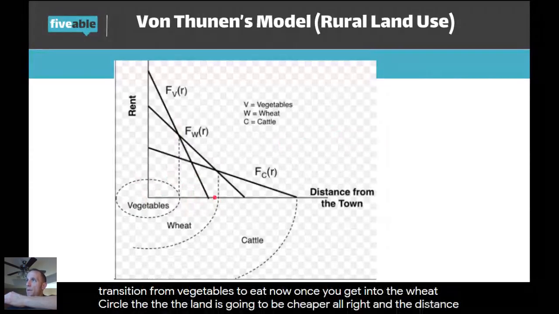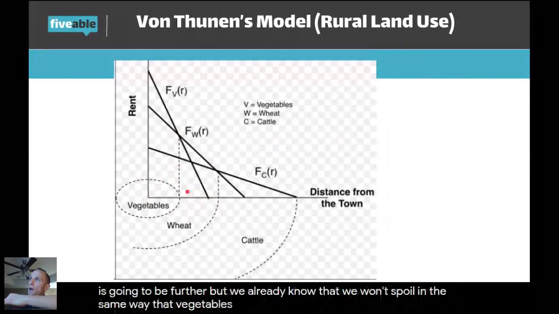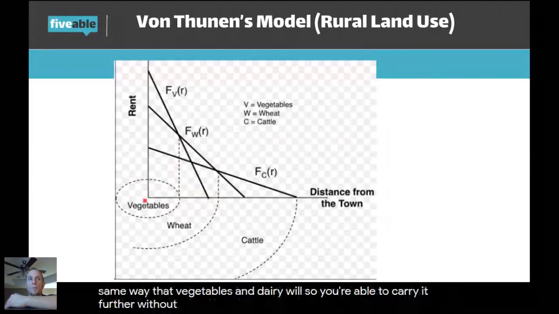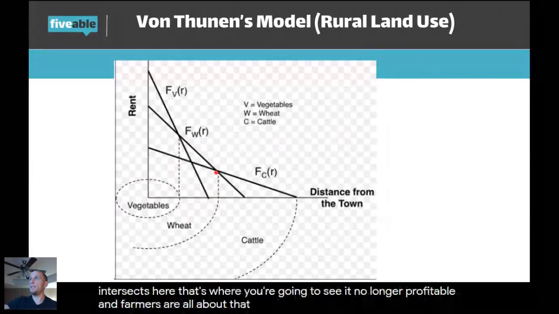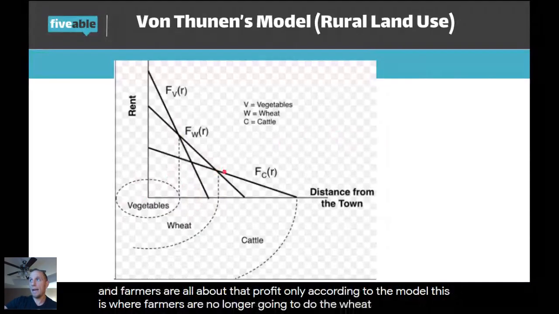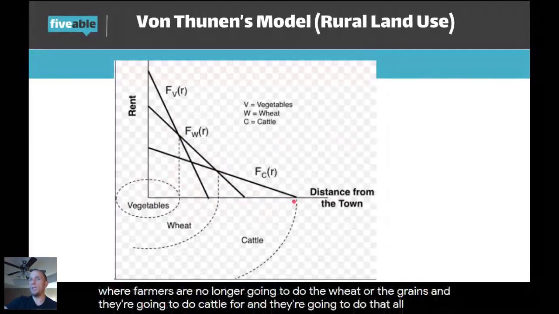And the distance is going to be further, but we already know that wheat won't spoil in the same way that vegetables and dairy will. So you're able to carry it further without the loss of profits. That's the key. So where this line intersects here, that's where you're going to see it's no longer profitable. And farmers are all about that profit only, according to the model. This is where farmers are no longer going to do the wheat or the grains, and they're going to do cattle farming or livestock. All right. And they're going to do that all the way up until you get to the outside of that.